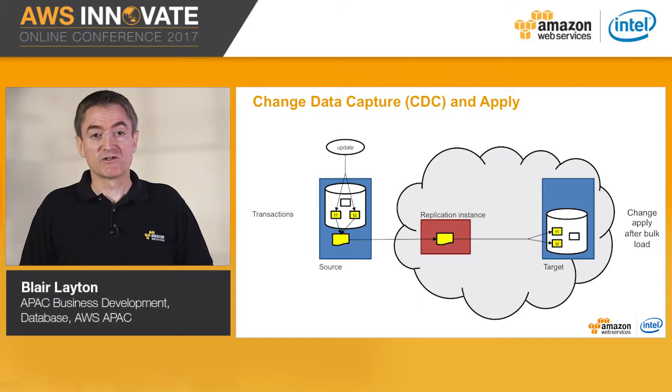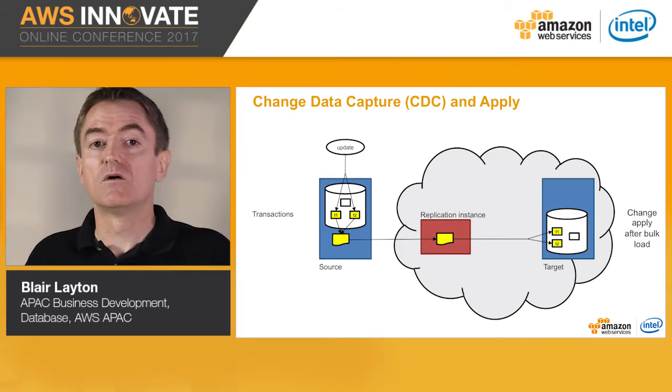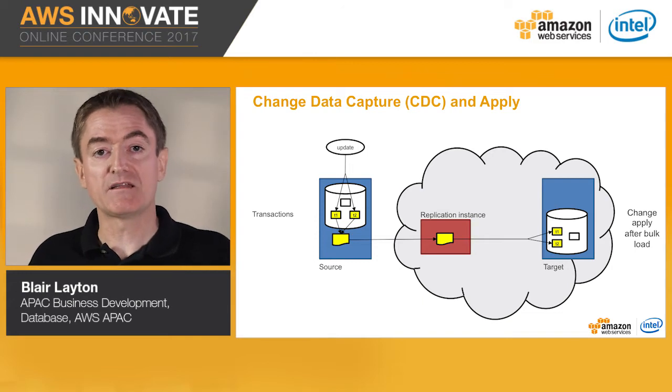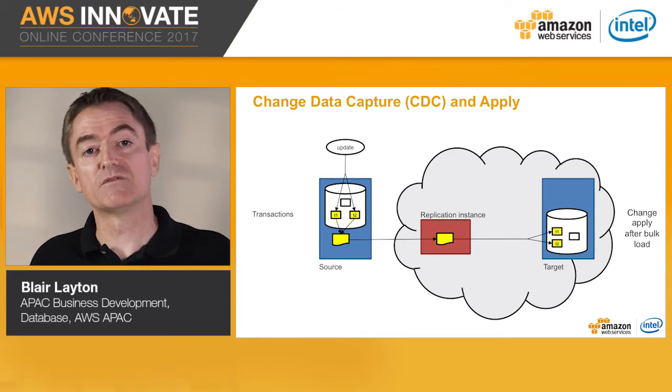The transaction changes are sent to the replication instance and kept there while the bulk load phase, essentially select star queries, is in progress. Once the bulk load phase is complete, collected transactions are applied. When that is caught up, then DMS moves into continual apply mode. This means you can keep the source and the target in sync for as long as necessary before failing over to the target.